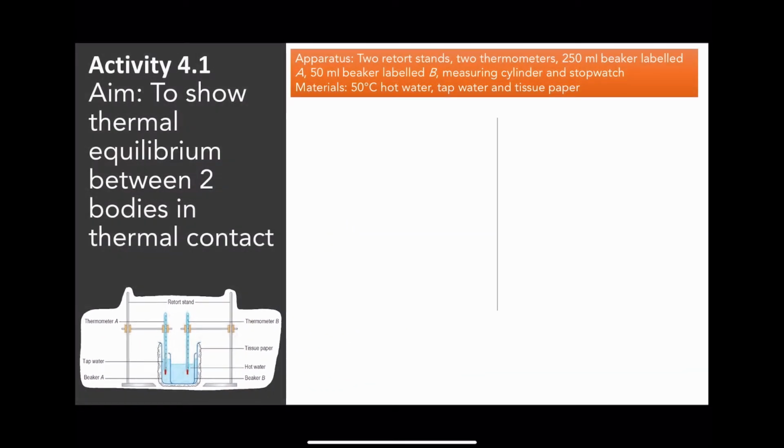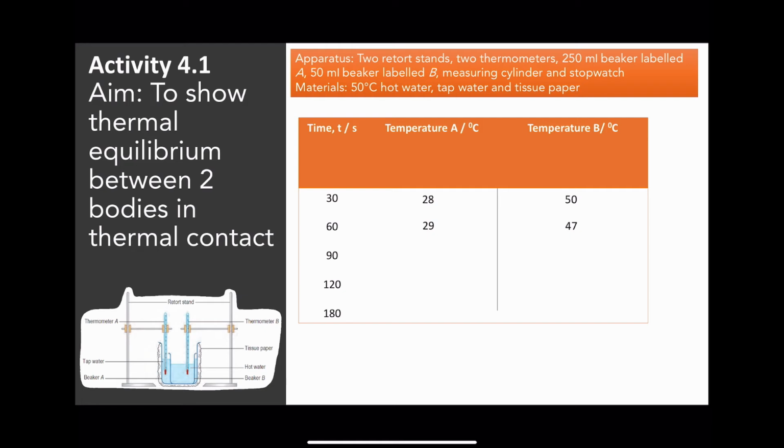Now, record the readings of thermometer A and B every 30 seconds until the readings of both thermometers are the same. Why is beaker A wrapped with tissue paper? Exactly. You got that correct. Beaker A is wrapped with tissue paper to prevent heat absorbed and heat lost to the surroundings through beaker A.